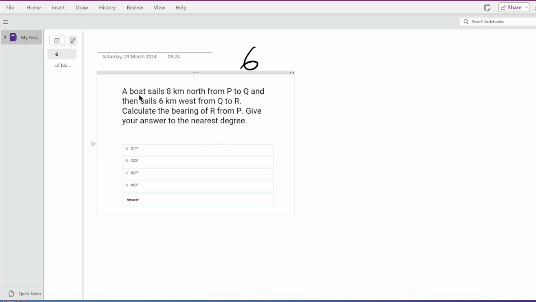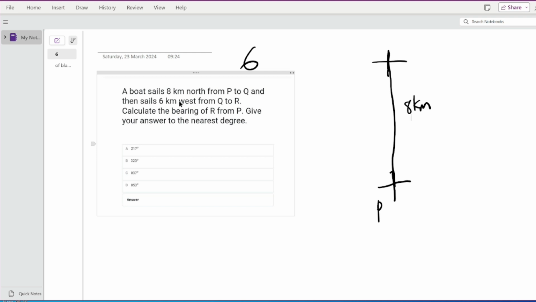Let's start solving. Let's go through the first sentence and try to make a diagram of it. A boat sails 8 kilometers north from P to Q, so it moves north from P to Q. So we draw our 4 cardinal points at P, then we go due north of P to Q, which is 8 kilometers.